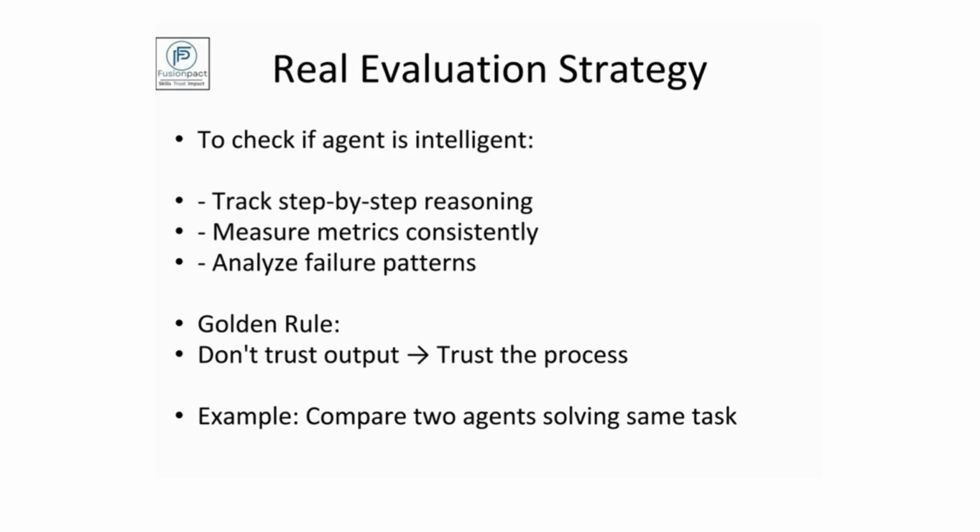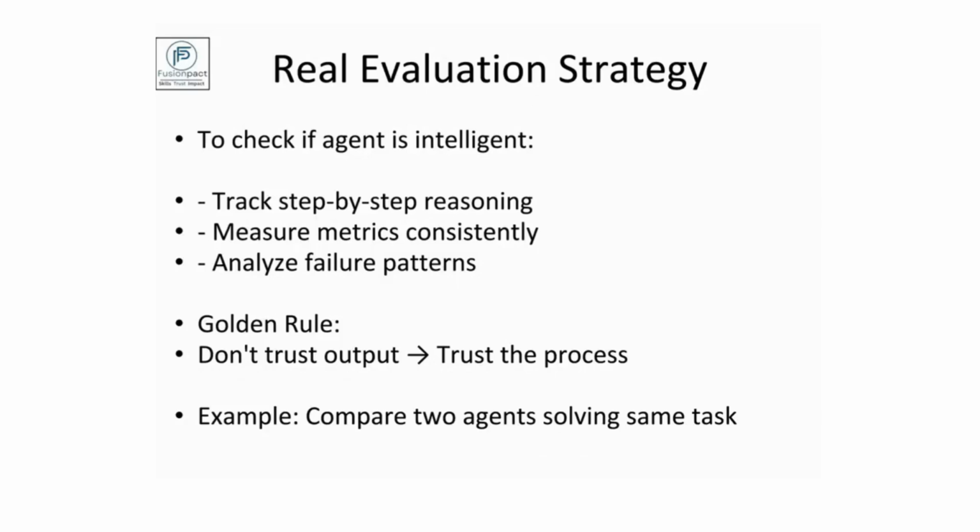So for example, if we compare two agents solving the same task, let's take Claude on one side and Cursor on the other side. If we give the same task, the accuracy between those particular agents could differ. So here the evaluation strategies may vary between the agents.